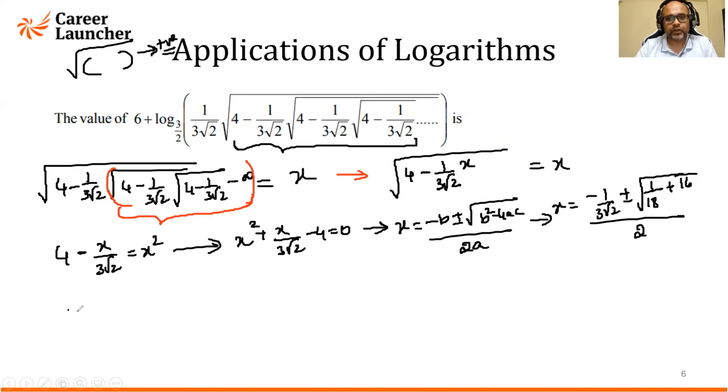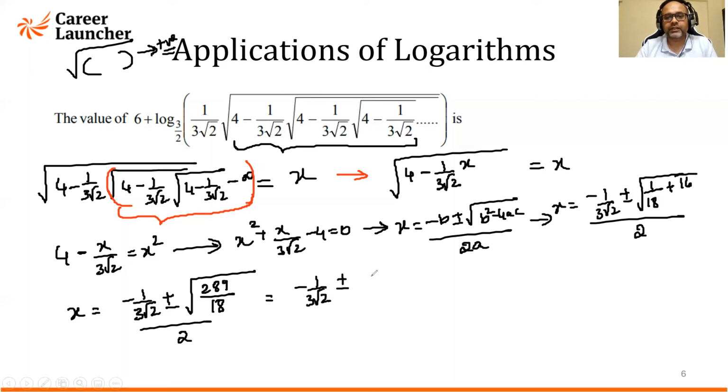So your x becomes, it looks very scary, but actually it is not. You can take a look at it. 2 plus or minus root of, now this numerator, when you simplify, take the LCM, becomes 289 by 18 by 2. And clearly 289 is 17 square. So very nicely your x will become minus 1 by 3 root 2 plus or minus 17 by, now remember, root 18 is again 3 root 2 by 2. So this becomes minus 1 plus or minus 17 by 3 root 2 into 2.